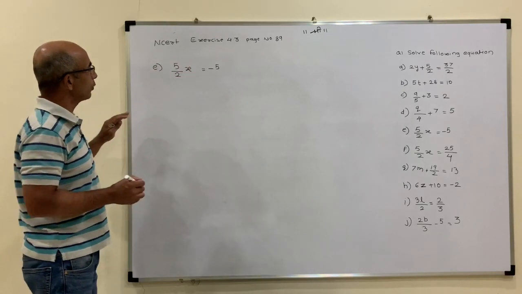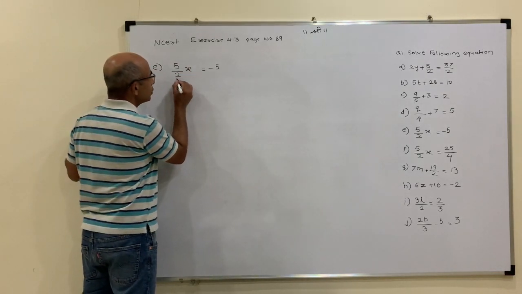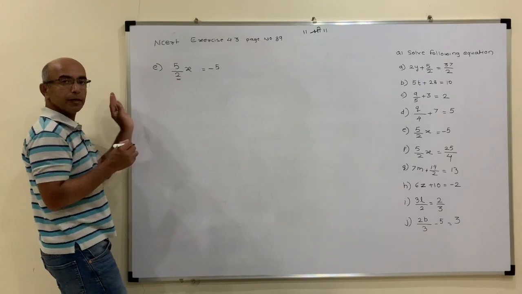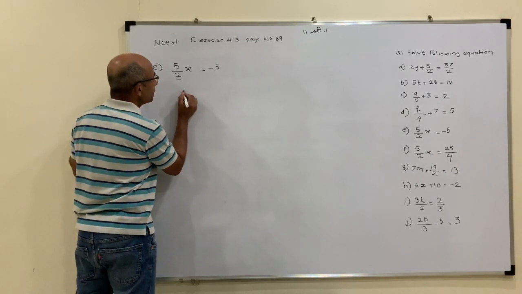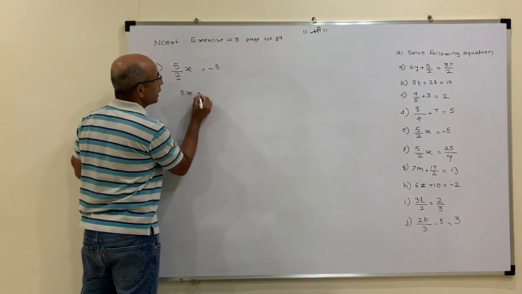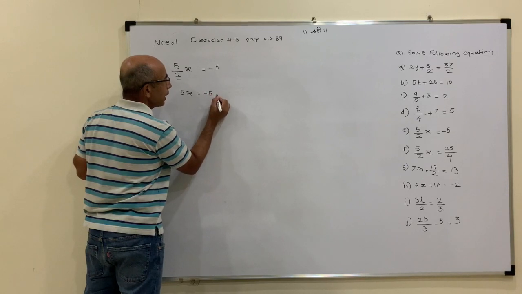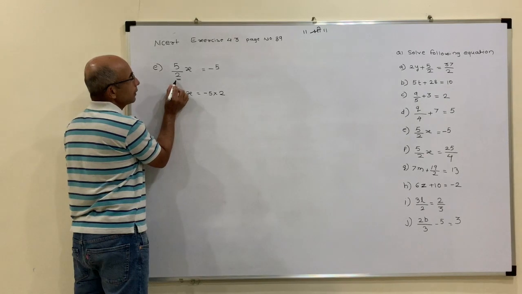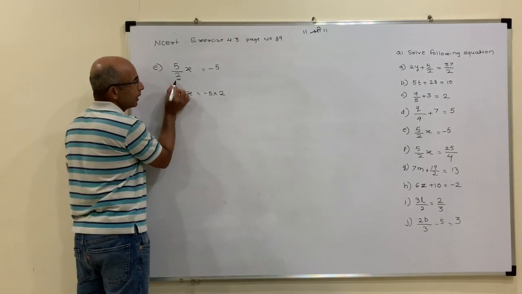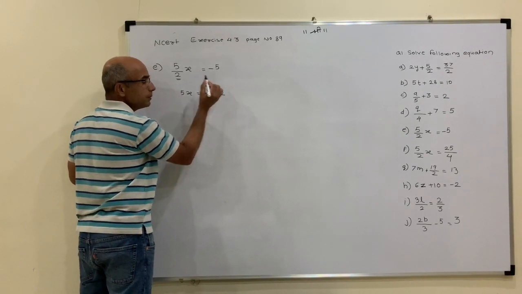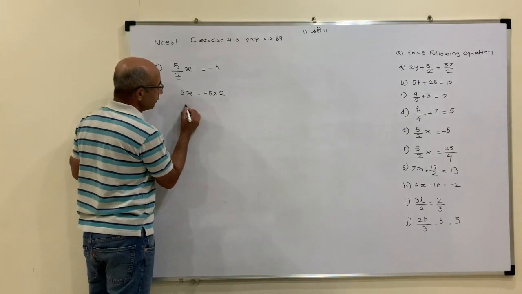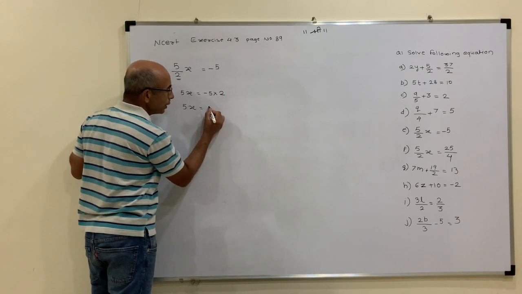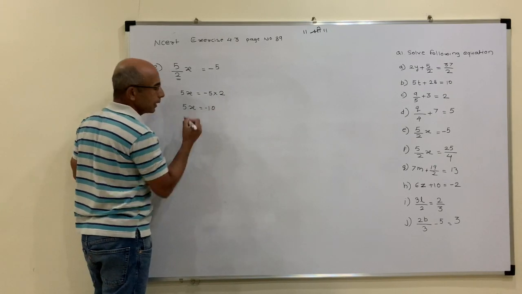So first, the 2 is divided, so I am going to transpose 2 from the left hand side to the right hand side. My next step will be 5x equals minus 5 into 2. I transpose 2 from the left hand side. On the left hand side it was divided, so when I transpose, it becomes a multiply. So my next step will be 5x equals minus 5 into plus 2, equals minus 10.